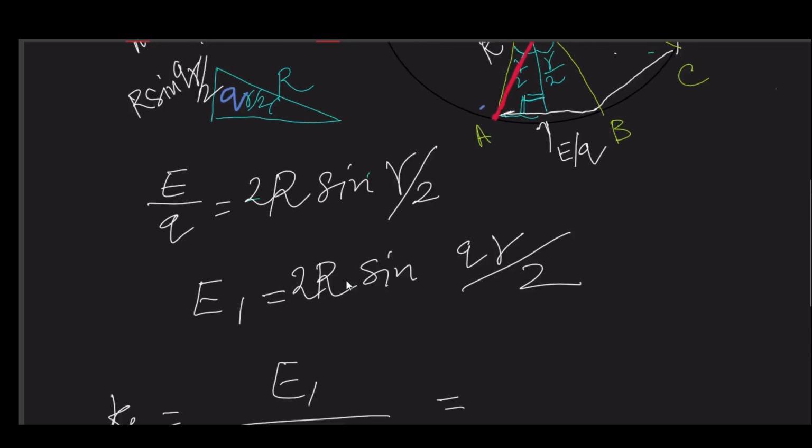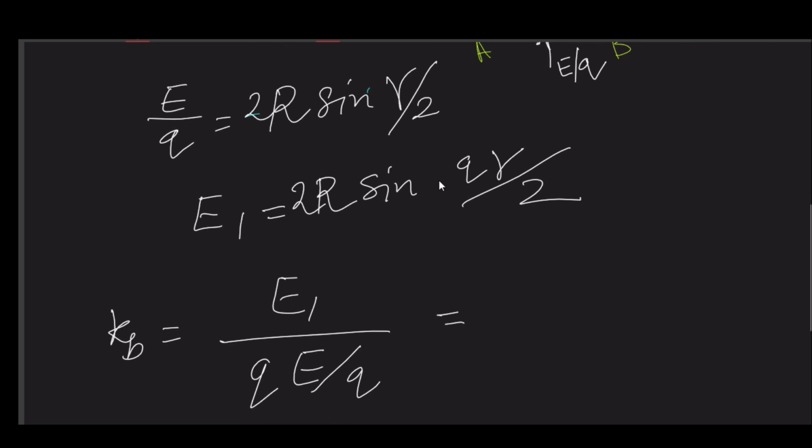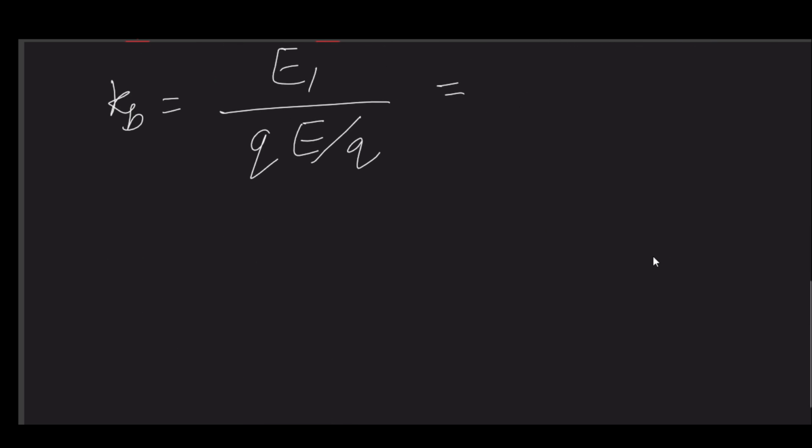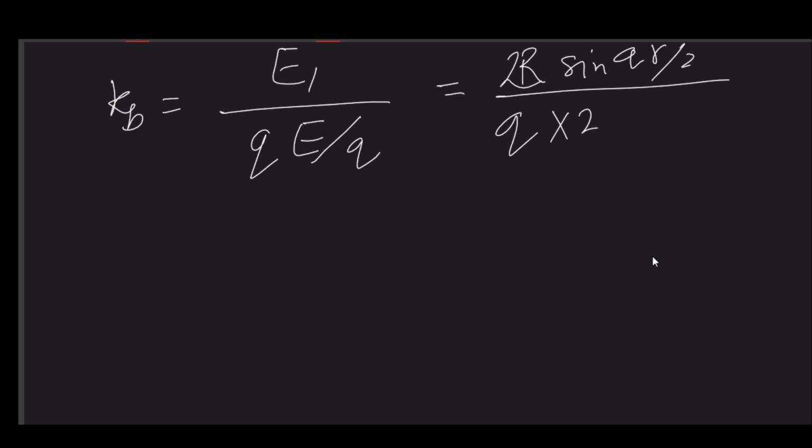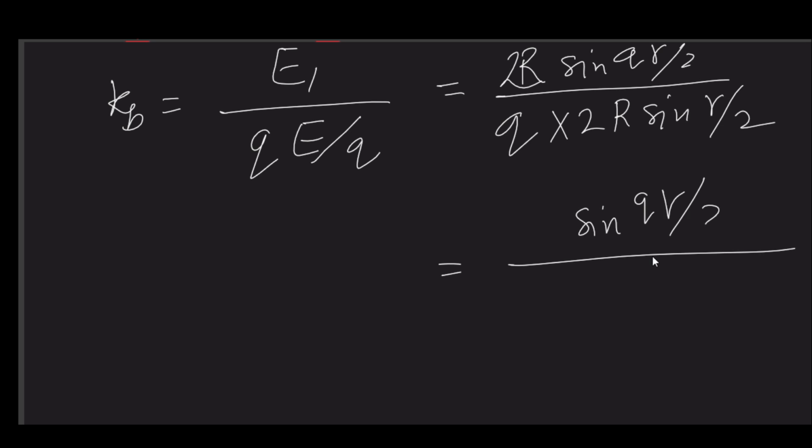Here it is 2R sine Q gamma by 2, and in the denominator you are having Q into 2R sine gamma by 2. So basically that leads to the same result: sine Q gamma by 2 over Q sine gamma by 2.